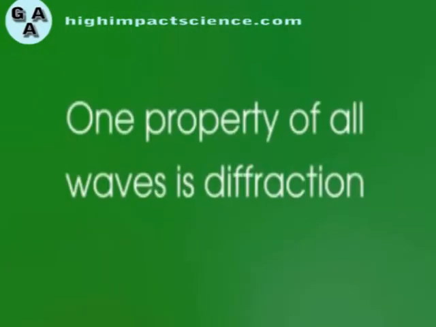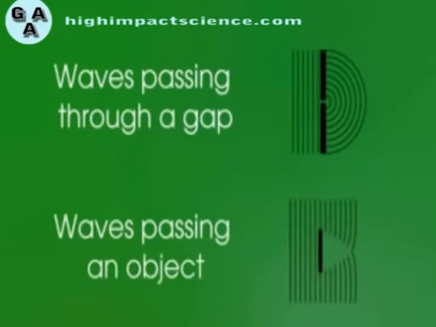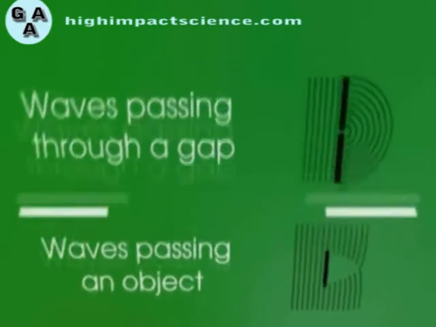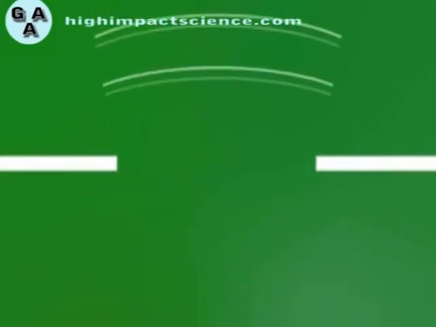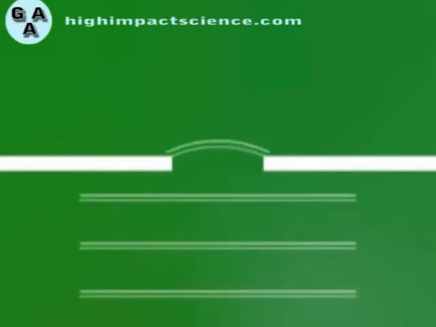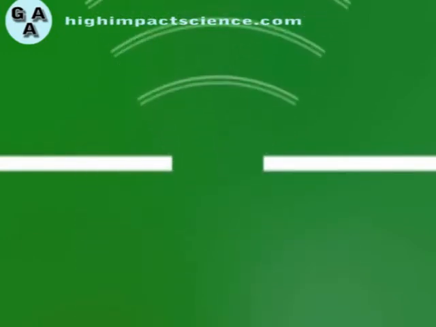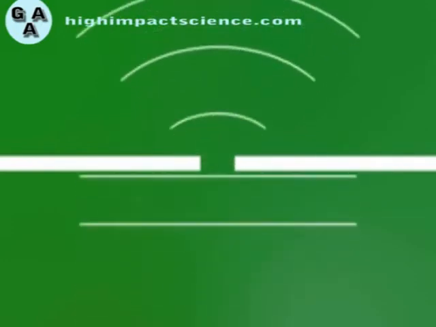So one of the properties of waves is diffraction, and this is where waves spread out at the edges, or diffract, when they pass through a gap or go past an object. For water waves, we can see the diffraction happening here. When the gap is bigger than the wavelength, we don't get much diffraction. But as we decrease the gap, there is much better diffraction, until the gap is equal to the wavelength, when we get maximum diffraction.